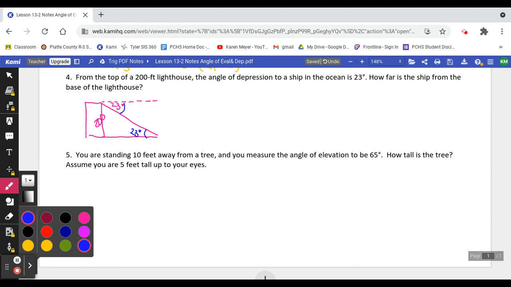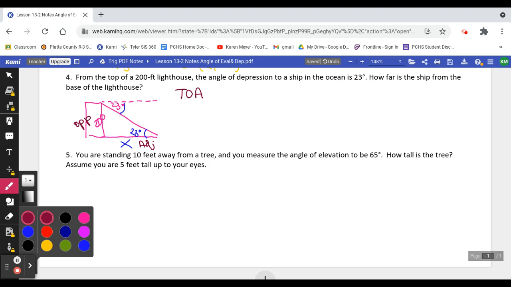We want to know how far is the ship from the base of the lighthouse. So I'm looking for x, the distance from the bottom part from the ship to the lighthouse. Okay. X touches my angle, so that makes it the adjacent side. 200 is across, so that makes it my opposite. Opposite and adjacent would be the last one.